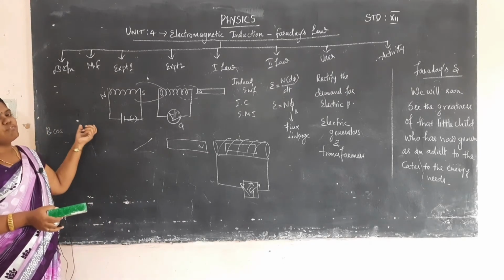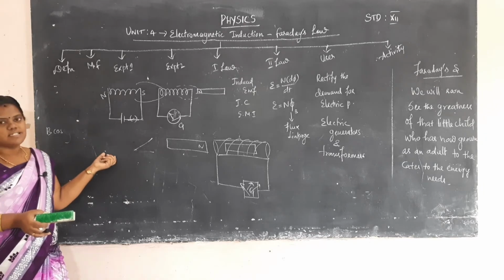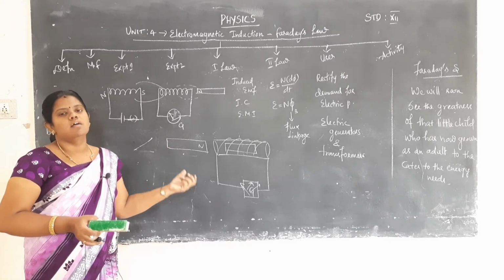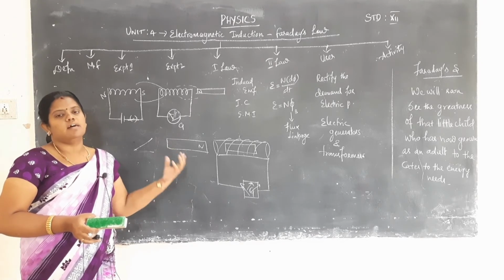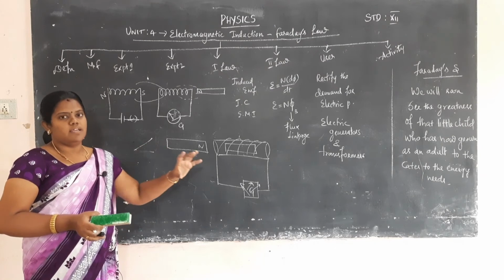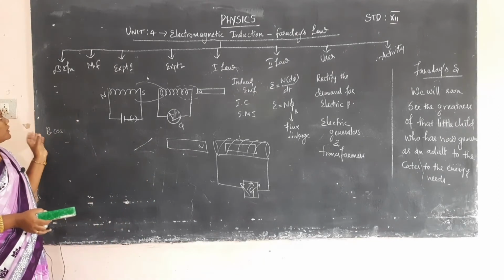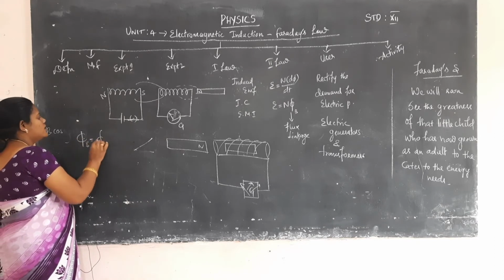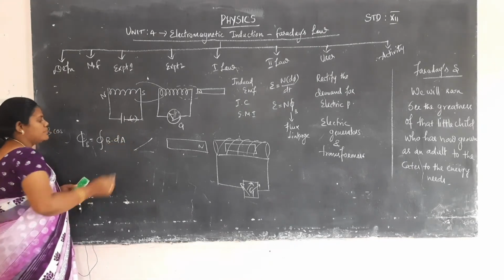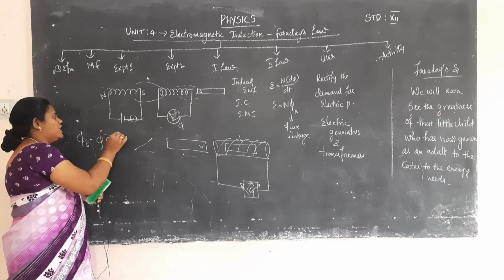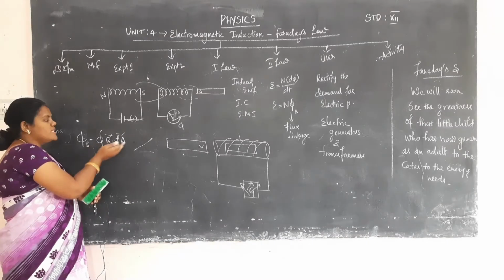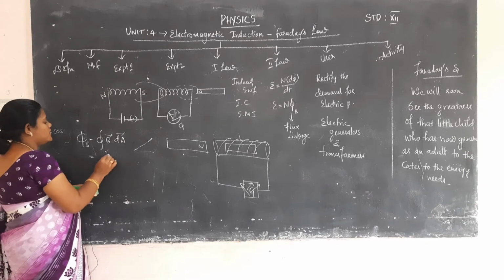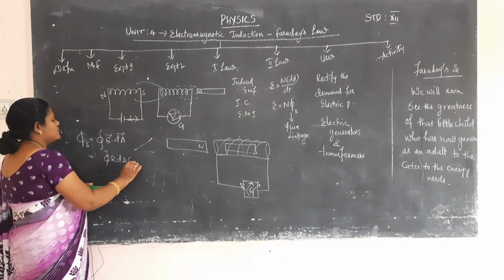The second one is magnetic flux. What is the meaning of magnetic flux? Magnetic flux is nothing but the magnetic lines crossing a given area, crossing at a particular area. The formula is magnetic flux phi B equals the closed integral of B dot dA. B vector dot dA vector means the magnetic field crossing a particular area, which is B dA cos theta.